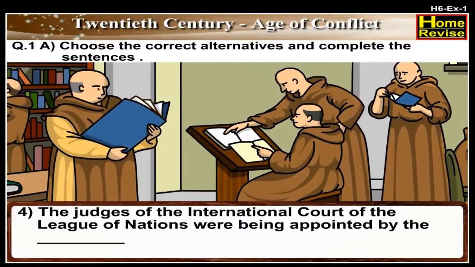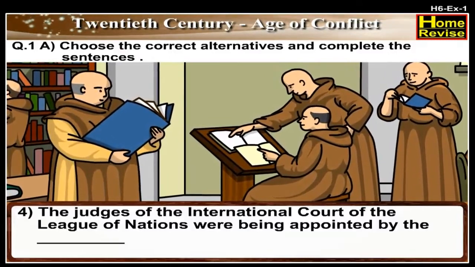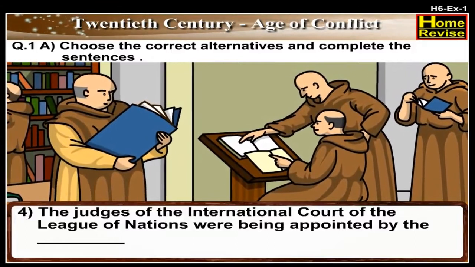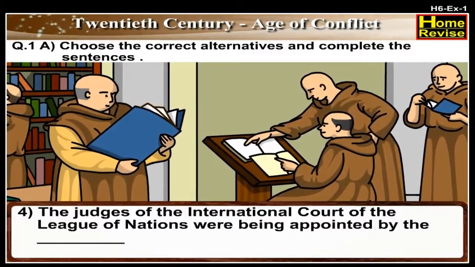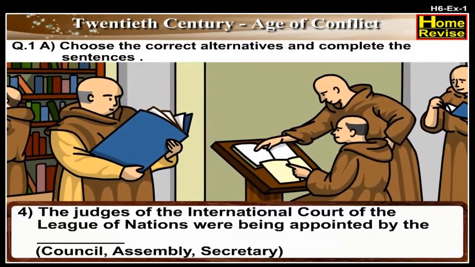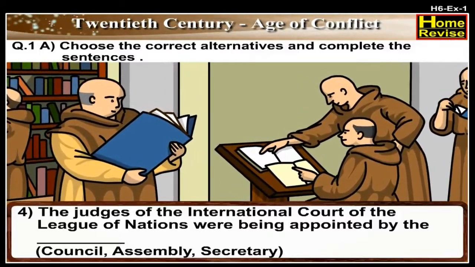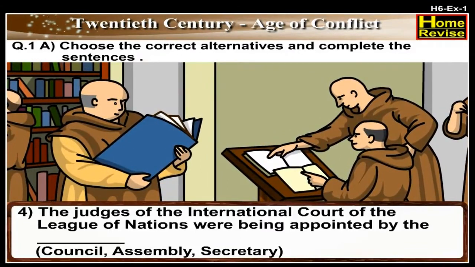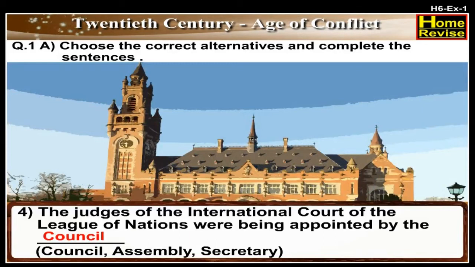4. The judges of the International Court of the League of Nations was being appointed by the Your options are Council, Assembly, or Secretariat. The answer is the judges of the International Court of the League of Nations was being appointed by the Council.